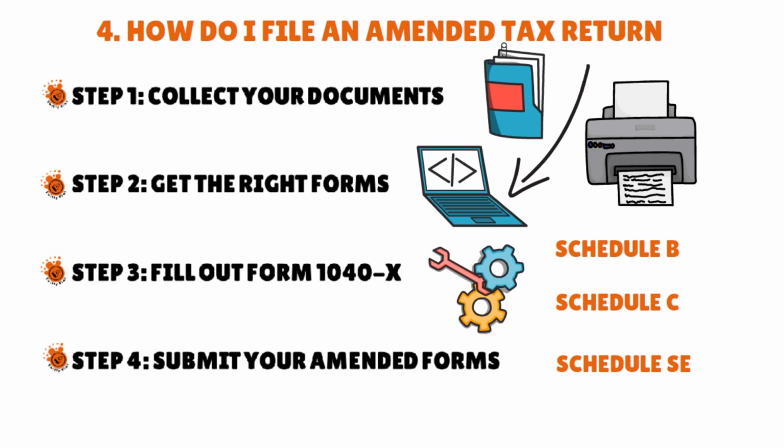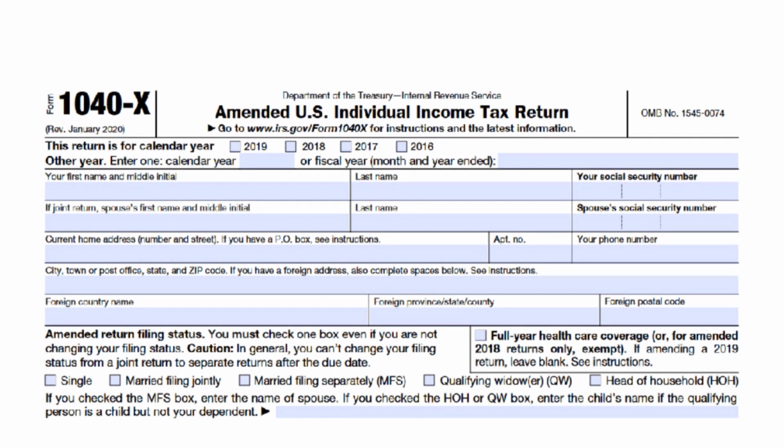Okay, now let's move on to line-by-line instructions for Form 1040X. I'm showing you on the screen right now. You have the first section, the second section, the third section. The first section of Form 1040X is pretty straightforward. You put your name, first name and last name, and your social. You do the same thing for your spouse if you are filing a joint return. You also need to put on top where it says the return is for calendar year.